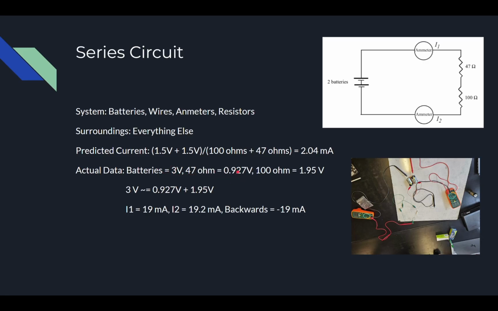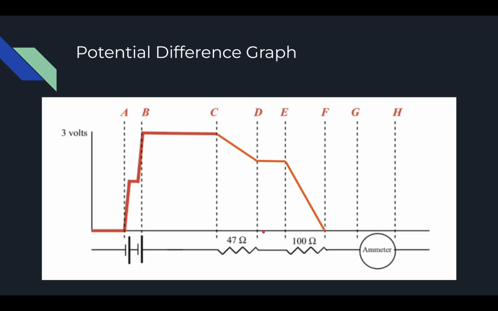The resistor potential difference for the 47 ohm resistor was 0.927 volts, and for the 100 ohm 1.95 volts, which added together are very close to 3. So 3 minus 3 is equal to 0, so that checks out. The currents were 19 milliamps for the first section and 19.2 for the second section, which are really close, which makes sense because current should be the same around the whole circuit. Backwards, it equals negative 19, which makes sense as well, because when you reverse it, it just becomes negative.